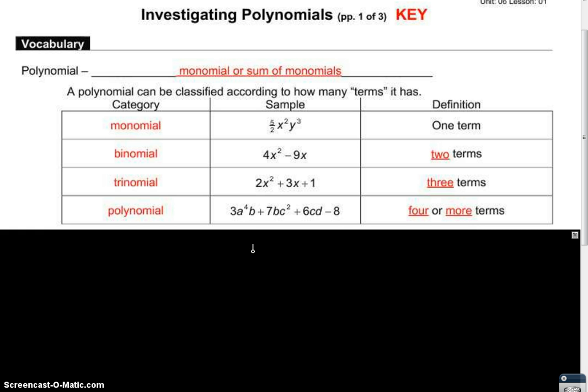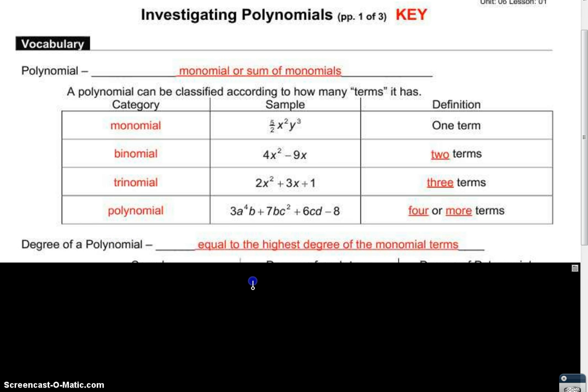And then I have a polynomial, 3a to the fourth b plus 7b c squared plus 6cd minus 8. It's four or more terms. So if I have more than four terms, it's still a polynomial. So next definition let's look at is the degree of a polynomial. The degree is equal to the highest degree of the monomial term. So we're going to work a few examples. So let's look at some of the sample problems.